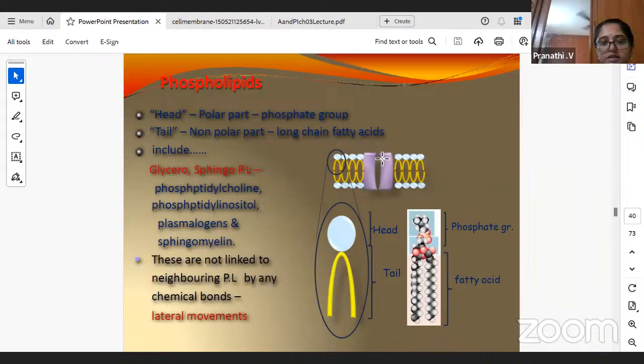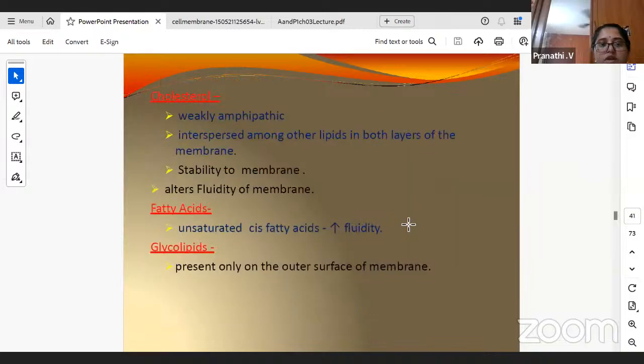This is the protein that is present over here. This is the fatty acid, and lipids are usually hydrophobic in nature. So this will balance the membrane, and they are not going to be linked or attached to the neighboring phospholipids by different kinds of bonds, because of which there is only a lateral movement as such.